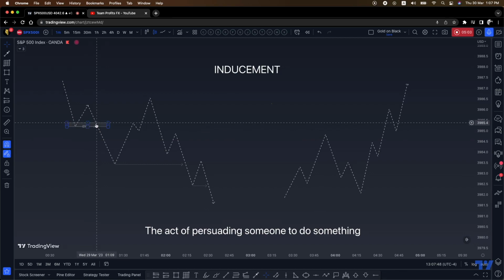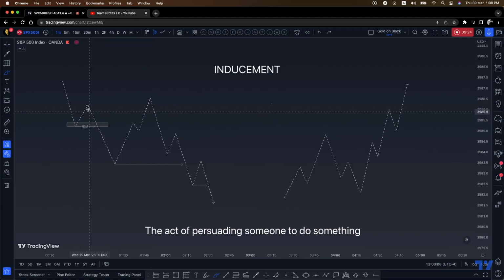Why? Because right here, once the market gets right here, market makers know that this zone will induce a lot of people to do something. What are they going to be doing? They're going to be either looking for a buy or looking for a sell if it breaks. As simple as that. Okay. So that's an inducement zone.